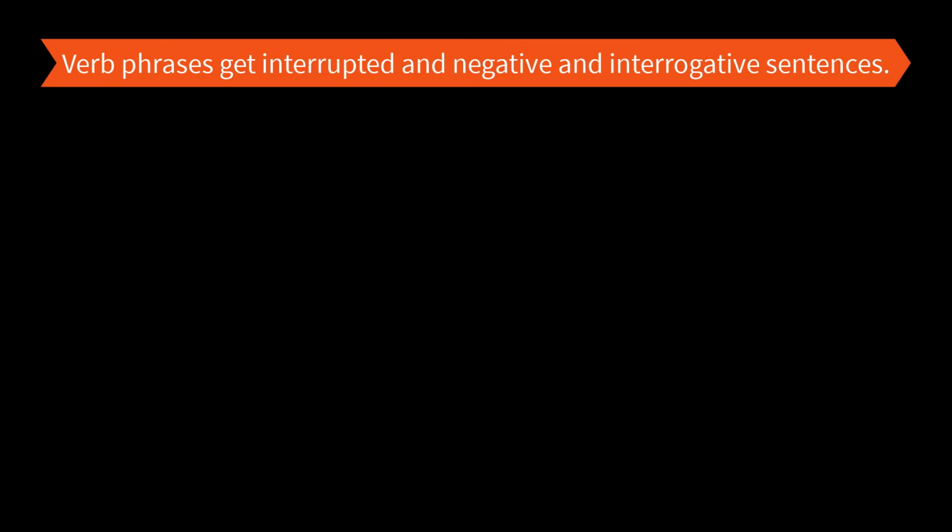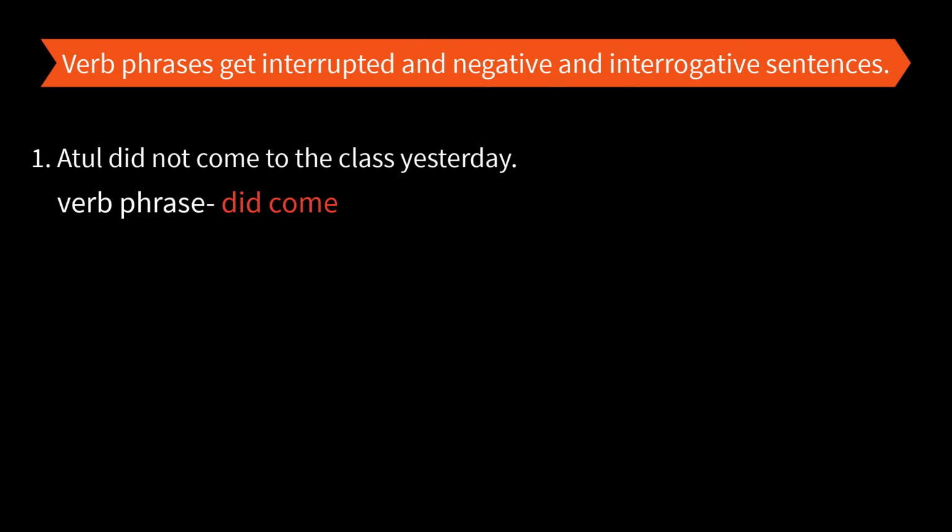Now it's very important that you understand in negative and interrogative sentences, our verb phrase gets interrupted. How does it get interrupted? Let us take some examples and understand this. Atul did not come to the class yesterday. This is a negative sentence, right? So did come is the verb phrase here, which is getting interrupted by the word not, which is coming in between. All right. So the verb phrase here is did come. Not is coming in between the verb phrase did come.